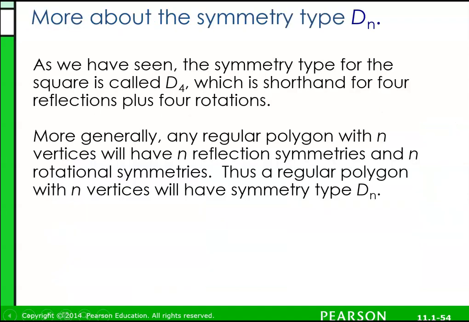All right, more about D sub n. We have seen the symmetry type of the square is called D sub 4, shorthand for 4 reflections, 4 rotations. More generally, any regular polygon, where regular means all the sides are congruent and all the angles are congruent, with n vertices has n reflection symmetries and n rotational symmetries. So any regular polygon with n vertices has symmetry type D sub n.